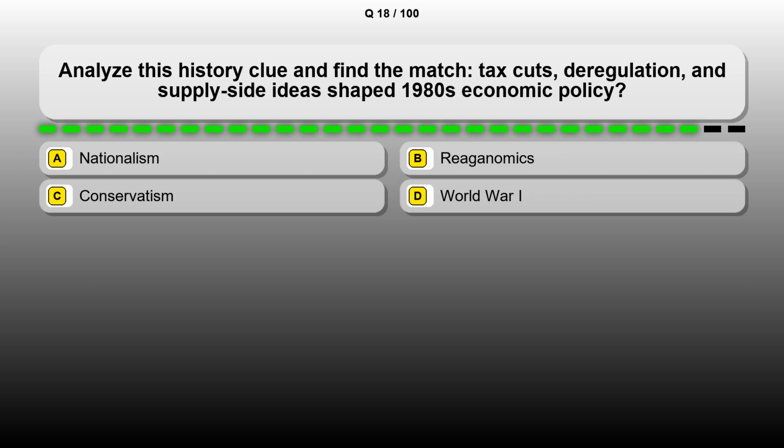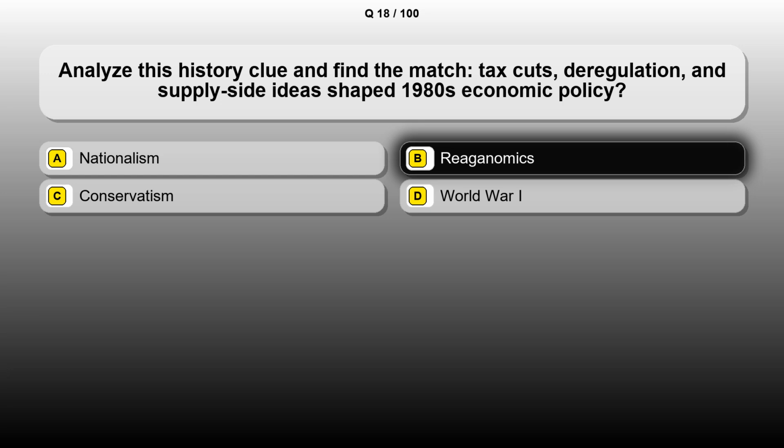Question 18. Analyze this history clue and find the match. Tax cuts, deregulation, and supply-side ideas shaped 1980s economic policy. Option A, nationalism. Option B, Reaganomics. Option C, conservatism. Option D, World War I.